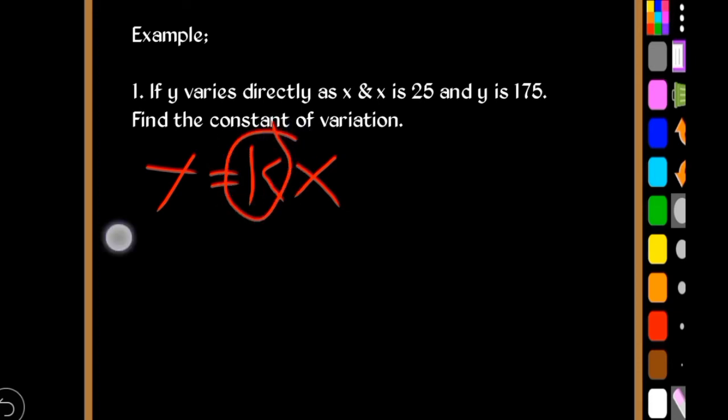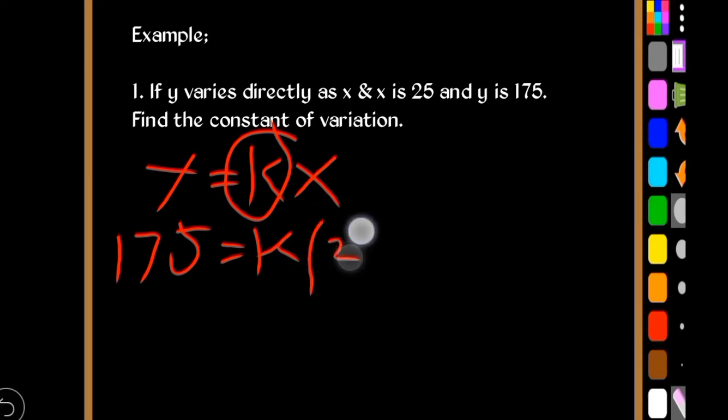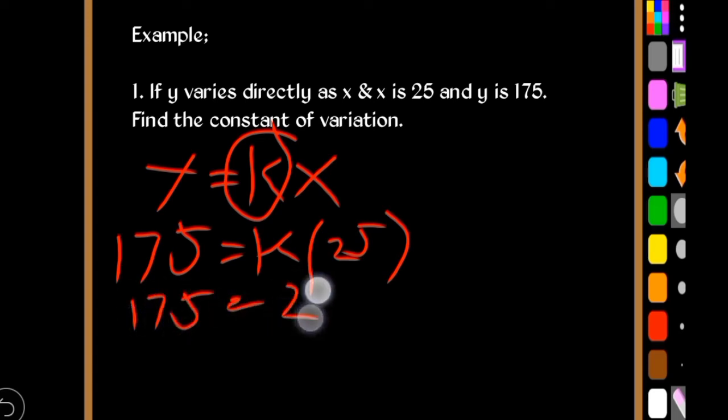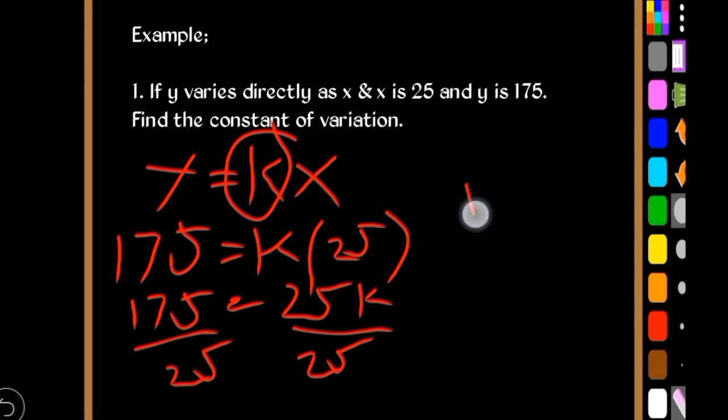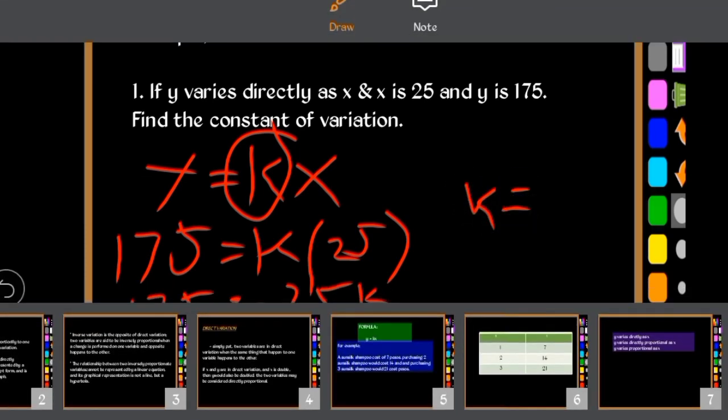So substitute: 175 is equal to k times x, and our x is 25. So 175 is equal to 25 times k. Divide both sides by 25. So our constant of variation is equal to 7.